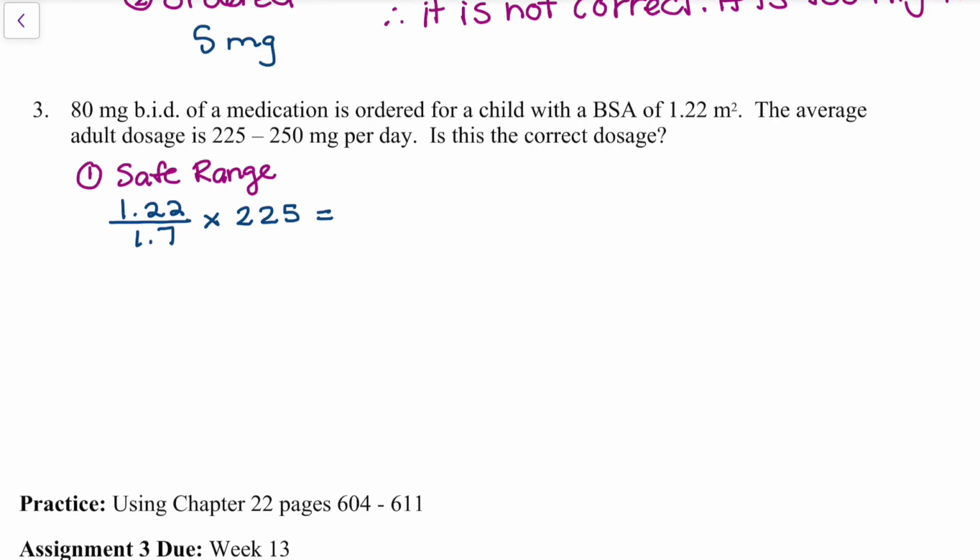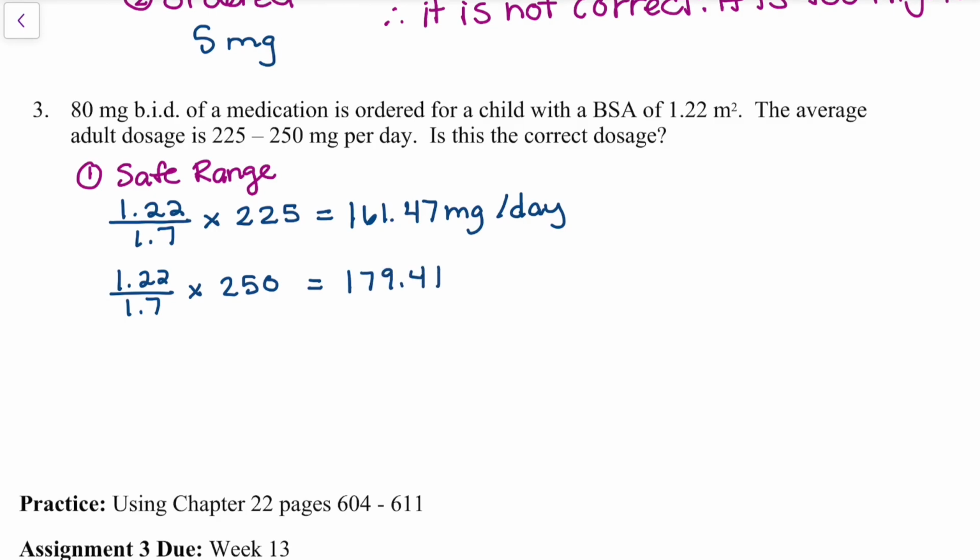And I get 161.47 milligrams per day. And I like to write that per day there just so that I'm not confusing that with how much per dose. Then I'm going to repeat that for the upper range. And I get 179.41 milligrams per day. So that is my safe dosage range.